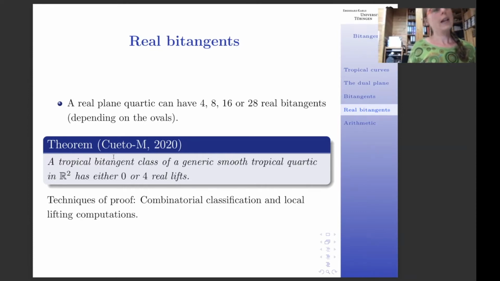Okay. And yeah, this is now actually a theorem proved by Angelica Cueto and me. And to prove this, what we did was a complete combinatorial classification of how bitangent shapes can look like. And then we sort of used local lifting computations to argue why this is true, that either all 4 solutions over the complex numbers are already real, or none of the 4 solutions is real, they're only complex.